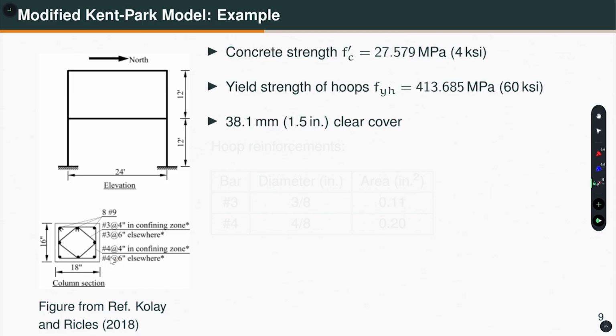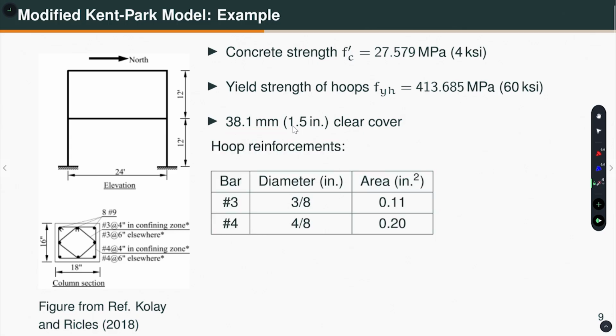So, the strength of concrete in this case is 4 KSI, which in MPa is 27.6 MPa. Yield strength of hoop is 60 KSI steel, so 413.7 MPa, and the clear cover I took 1.5 inch, which is 31.1 millimeter. And for the hoop reinforcement, number 3 bar means it has a diameter of 3/8 inch, and number 4 has a diameter of 4/8 inch, and these are the cross sectional areas of the bars which we will need to calculate rho s.